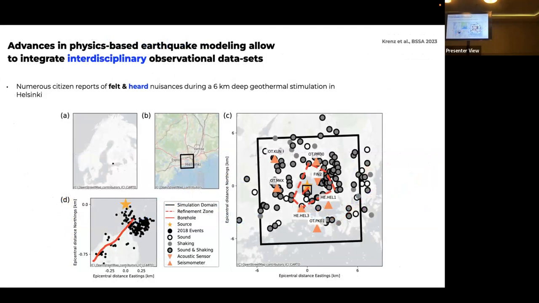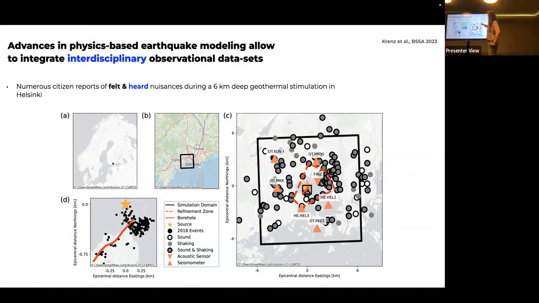Another example, this is now more about the wave propagation parts of how we can look into more data sets, or very interdisciplinary data sets, and integrate them in these kind of models. So now we're switching sites. This is Finland. Here's Helsinki. Here's an enhanced geothermal system just in the bay in the middle of the city of Helsinki.